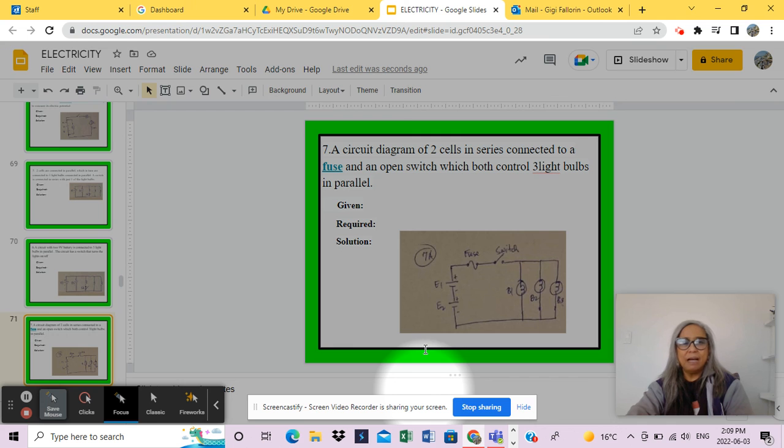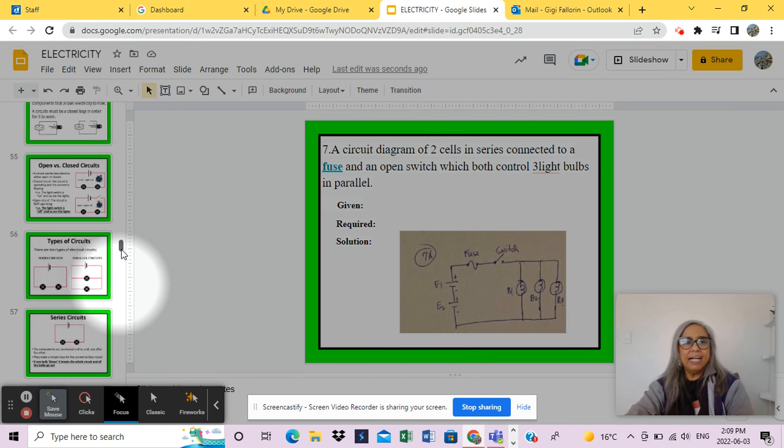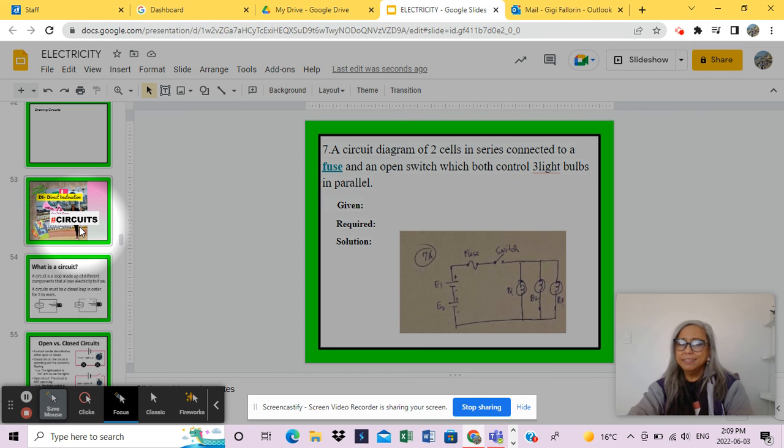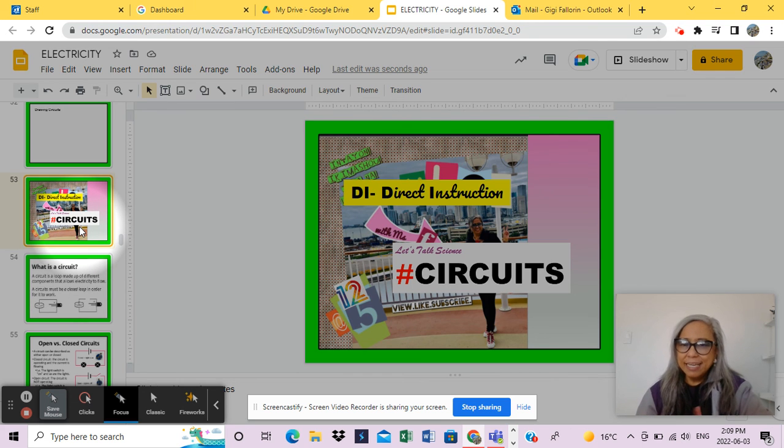There you go. I would just pause here and allow you to just process the idea on how to draw circuit diagrams.